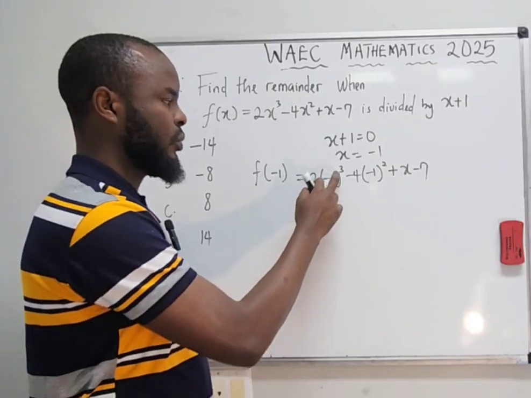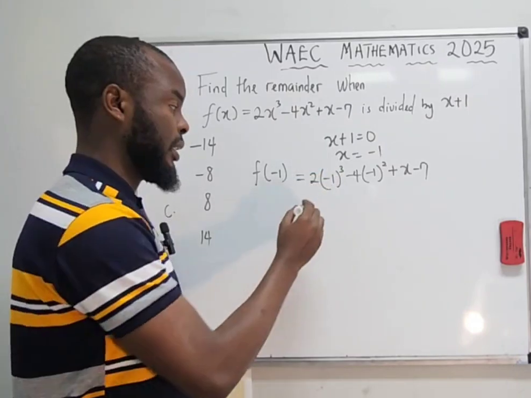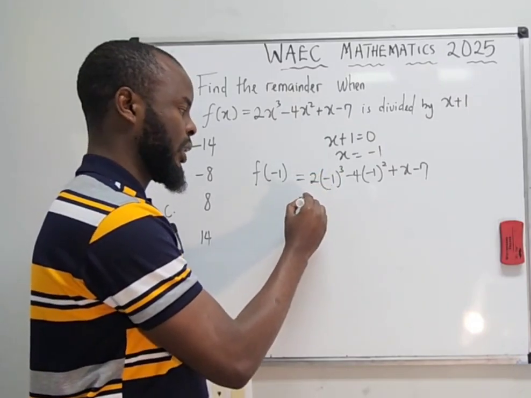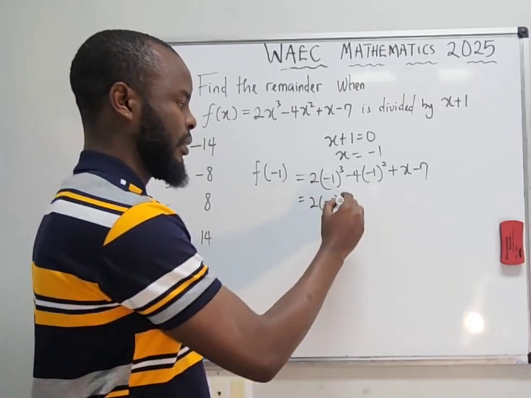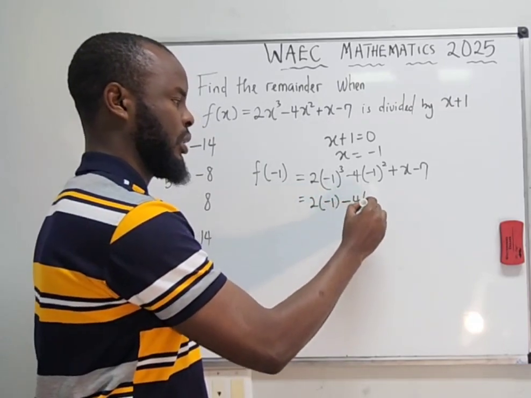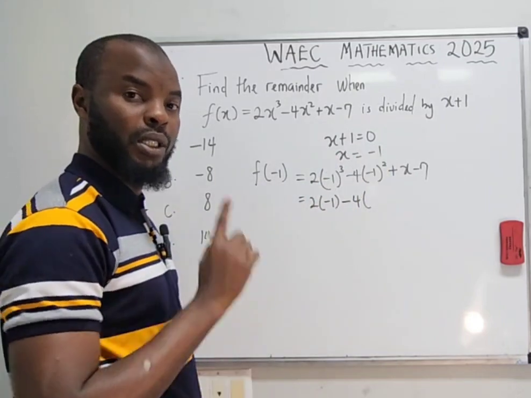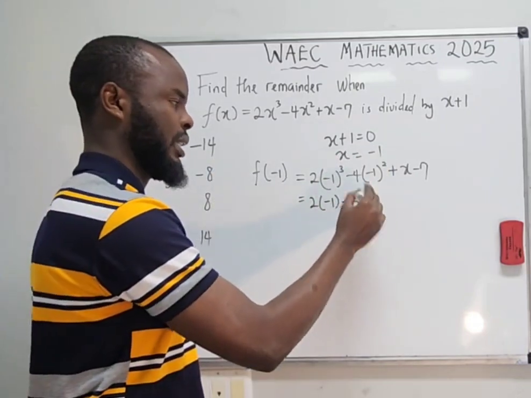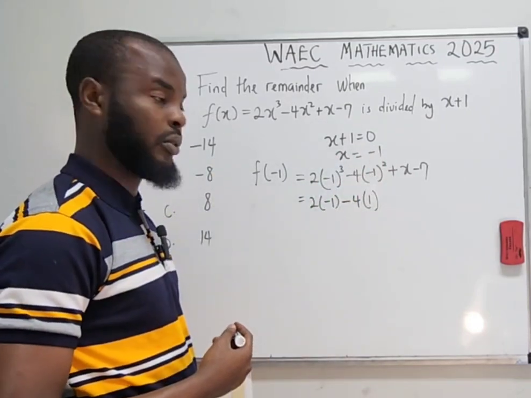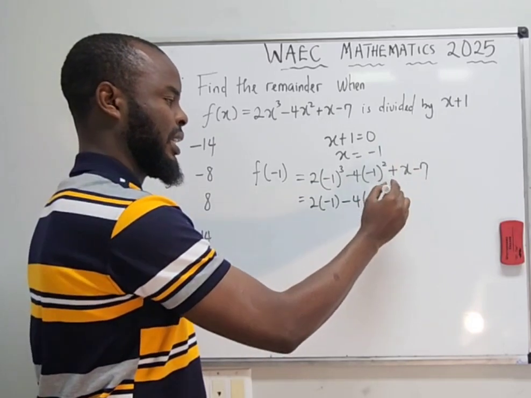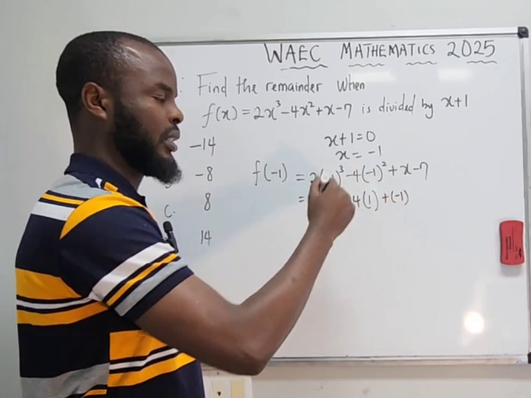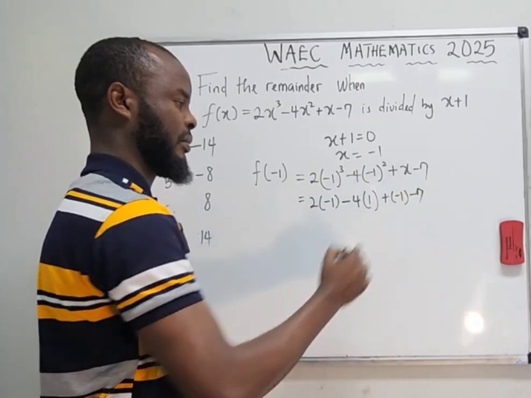Now, negative 1 to the power of 3 is negative 1. So here we still have 2 times negative 1, minus 4. Negative 1 to the power of 2 is positive 1, that is, the negative is going to cancel out. Plus x, which is negative 1. I'm going to put this minus 7.